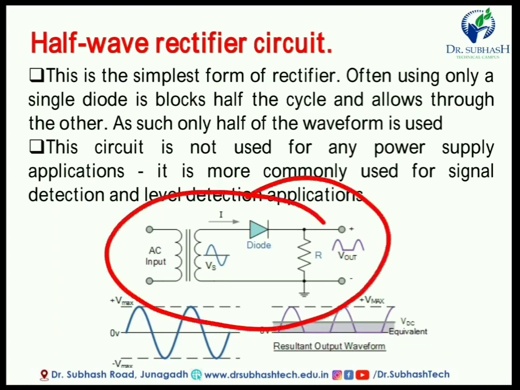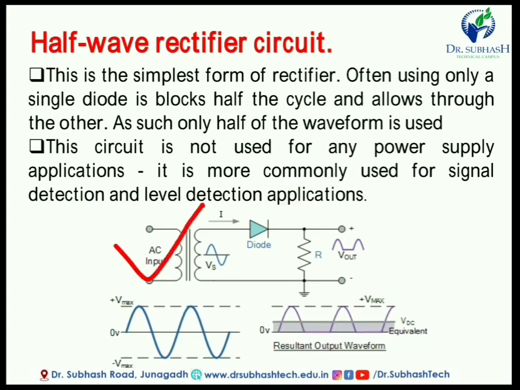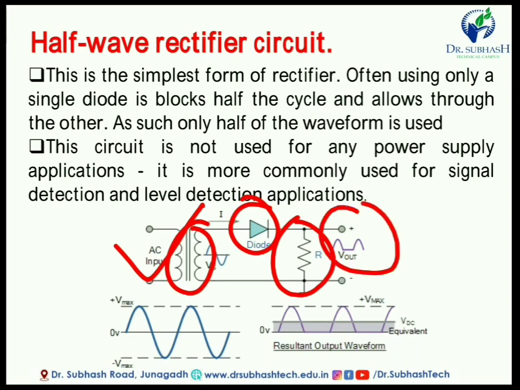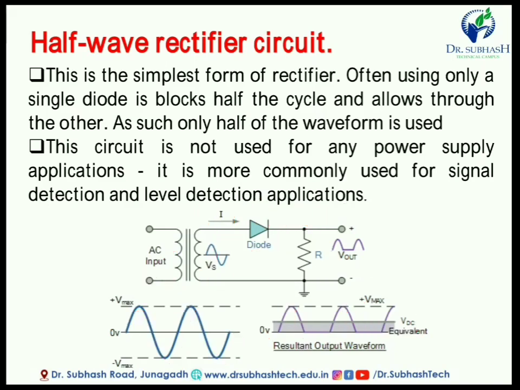In this figure you can see the input AC signal where the rectification starts, this is the transformer, this diode, resistor and this output voltage. If our input waveform is of this type, then we get only this output waveform as the rectifier output. So friends, this one is about the half wave rectifier.